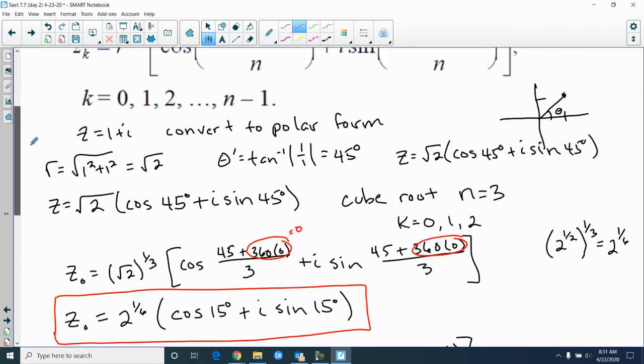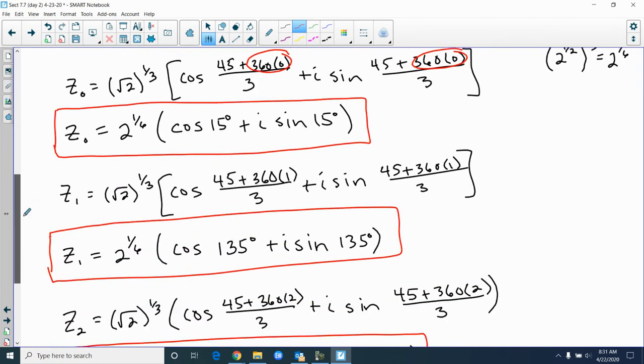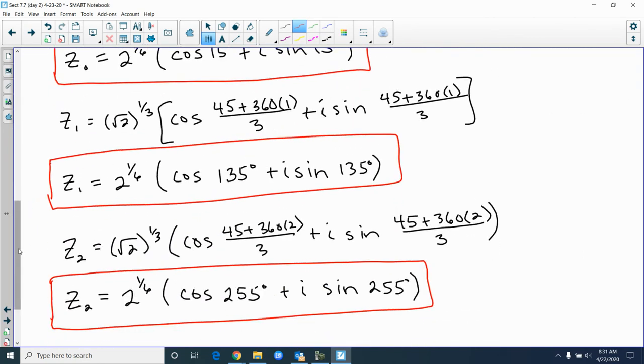So we got 3 cases here: z sub 0, z sub 1, z sub 2, 3 cube roots for 1 plus i.